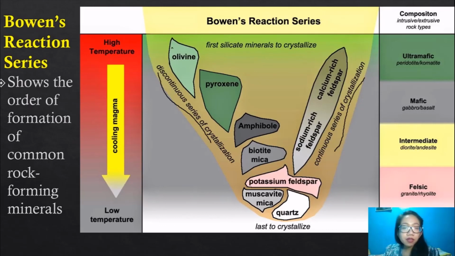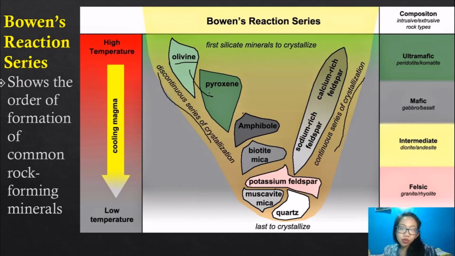Okay, how about on the left side? So this is more tricky. So the first part, you have your olivine. So the olivine is the first mineral that will show up even in the high temperatures. And then later on, since olivine is already formed, but the surrounding magma is still quite high, if the environment will allow the continuous cooling down of the magma, it will turn into pyroxene.